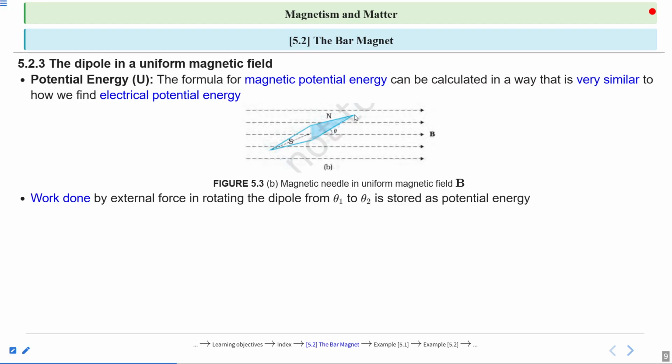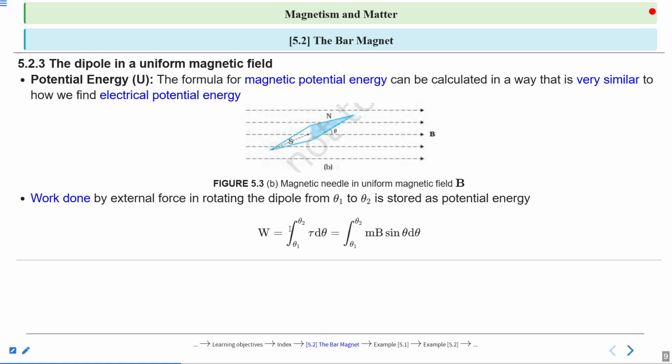So we are going to rotate it, so we have to do some work. If we are rotating this magnetic needle against the magnetic field, we have to do some work. That work is stored in the form of potential energy of this magnetic needle placed in the magnetic field. So work done by external force in rotating the dipole from some angle theta 1 to another angle theta 2 is stored in the form of potential energy.